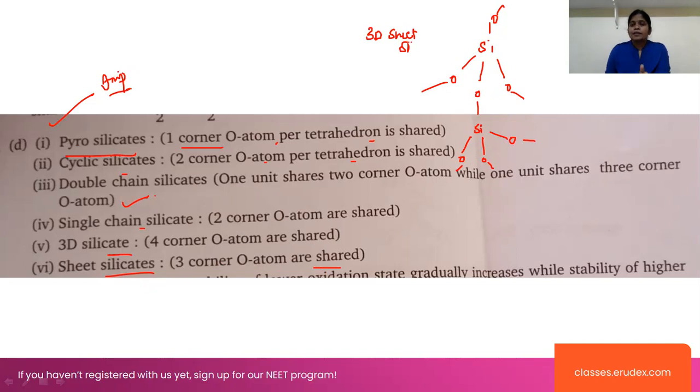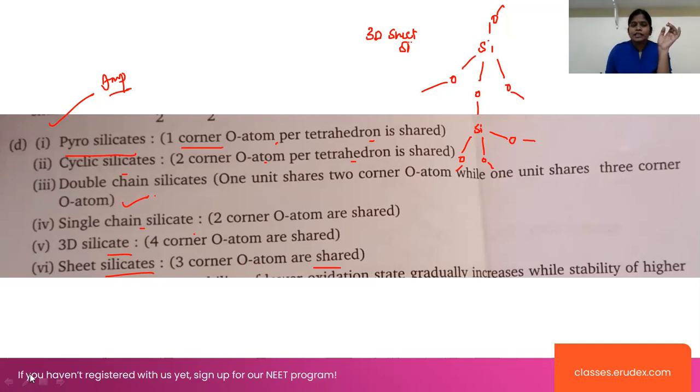From this only the examiner will ask you the questions for the NEET examination. So in the case of pyrosilicates, only 1 oxygen atom is shared. Coming to the cyclic silicates, 2 oxygen atoms are shared. Double chain silicates, 2 units are there. 1 unit contributes the sharing of 2 oxygen atoms, and the second unit contributes the sharing of 3 oxygen atoms. Coming to the single chain silicates, 2 corner oxygen atoms. Coming to the 3D silicates, all the 4 oxygen atoms are shared. Coming to the sheet silicates, only the 3 oxygen atoms are shared here.